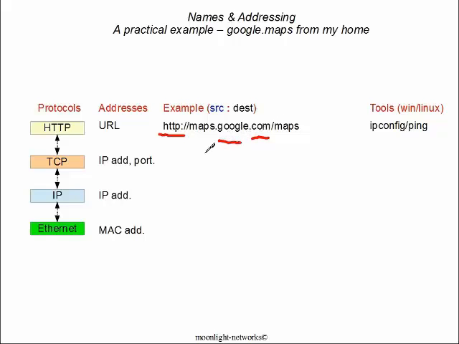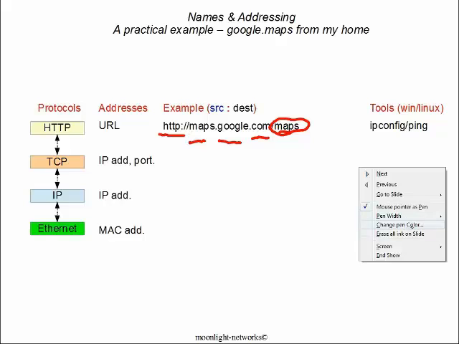We're in the Google domain, in a subdomain of maps within Google. And then there is a directory or destination of /maps that Google has set aside for this particular application.